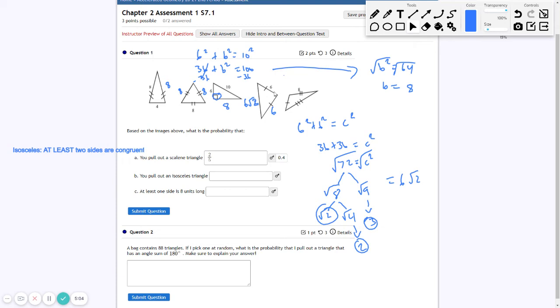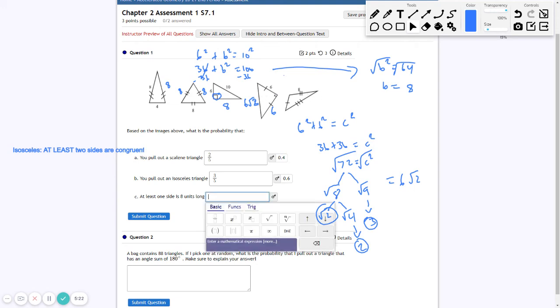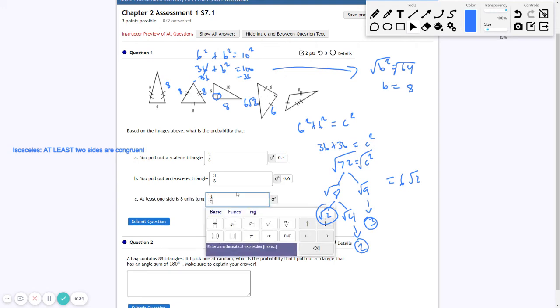And then this is not. This is because they both have 6. And once again, this last one is not. So we have 3 triangles out of the total 5. So 3 out of 5, which that matches up. And lastly, at least one side is 8 units long. So if I go through all these, 8, 8, 8, no 8, and 8. So we have a total of 4 over 5 triangles, which ends up being 0.8.